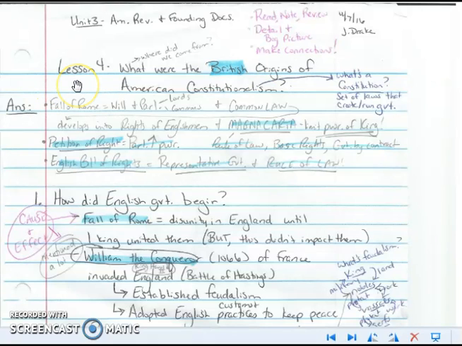So the title of my notes is Lesson 4, What were the British origins of American constitutionalism? And so what I do when I take notes, I have a couple of different colors of pens and maybe some highlighters. Something that will help me differentiate between different things that I'm trying to do within my notes. So I'm using black pen to take the notes, and then the lighter gray area is pencil. But I'm focusing on British origins of American constitutionalism.